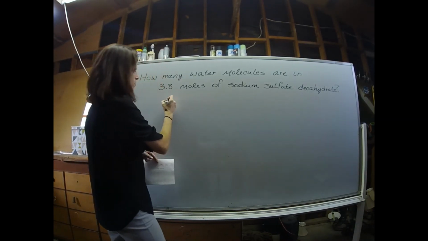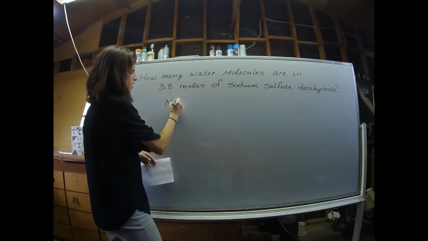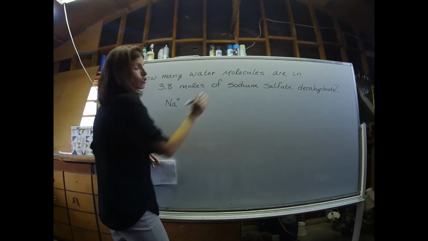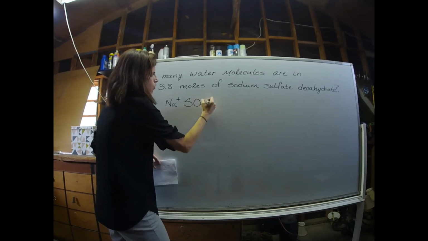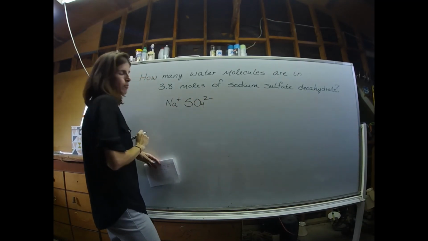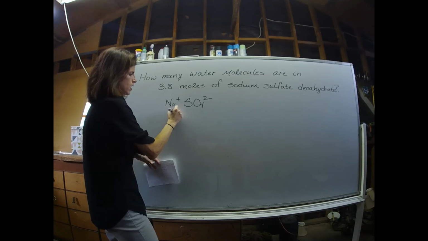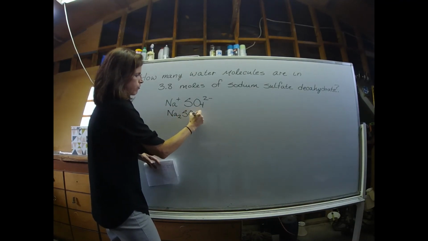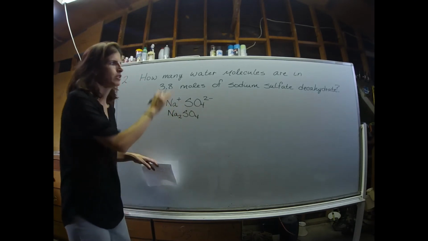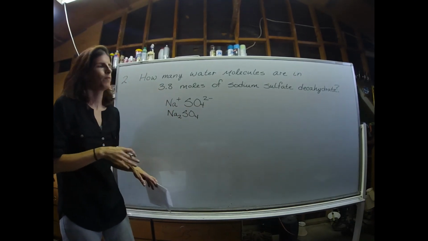We got sodium, it's in group 1, so we'll do Na+. We got sulfate, that's one of our polyatomic ions, SO4 2-. I'm going to crisscross the charges, and that gives me Na2SO4. So I established the sodium sulfate part.